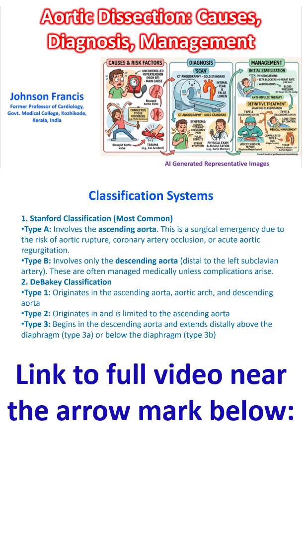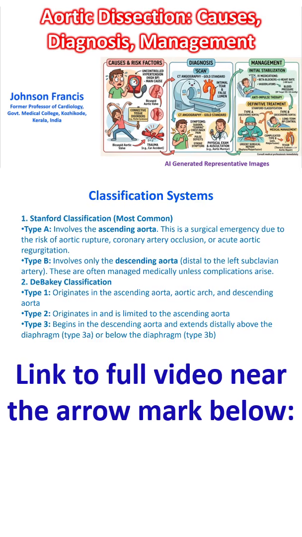Stanford classification. Type A involves the ascending aorta. This is a surgical emergency due to the risk of aortic rupture, coronary artery occlusion, or acute aortic regurgitation. Type B involves only the descending aorta, distal to the left subclavian artery. These are often managed medically unless complications arise.